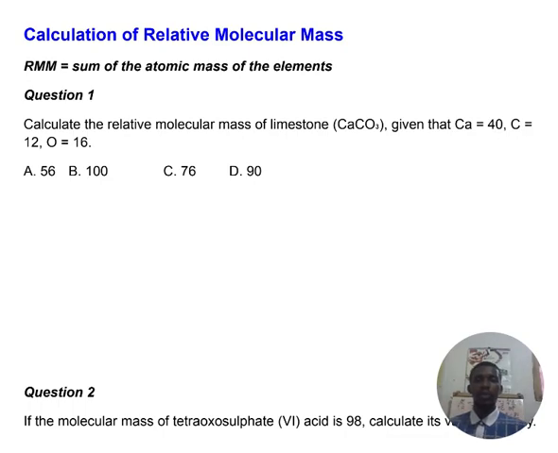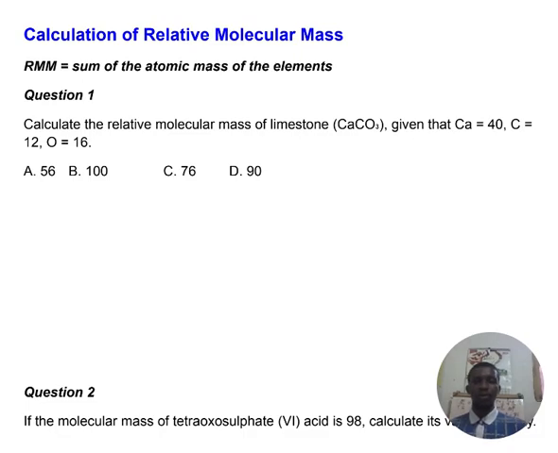We are going to be looking at a series of topics that involve calculation in chemistry. So basically we are doing a lot of calculations. Now the first topic we are going to start with is relative molecular mass. Relative molecular mass of a compound is basically the sum of the atomic masses of the elements. So basically what we are doing is adding up all the atomic masses of the elements in the compound. So let's start with our first example.